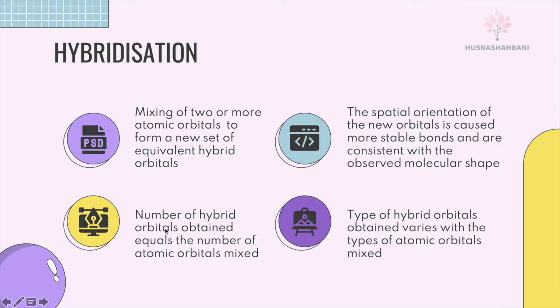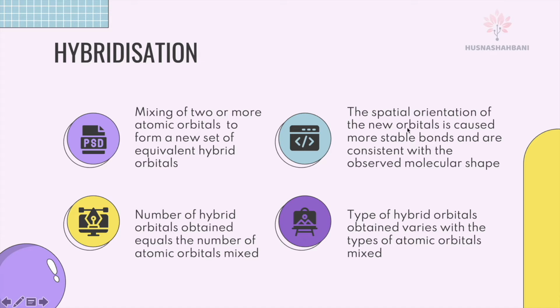The number of hybrid orbitals obtained equals the number of atomic orbitals mixed. For example, you mix one s orbital with two p orbitals: s plus p plus p. So you are mixing three orbitals. The number of hybrid orbitals formed after mixing s, p, p is 3 because you are mixing 3 orbitals initially.